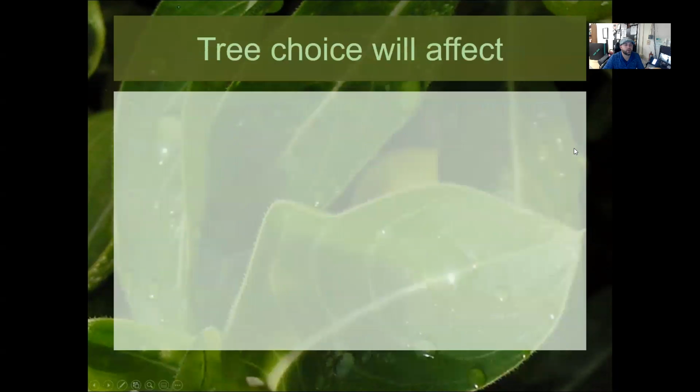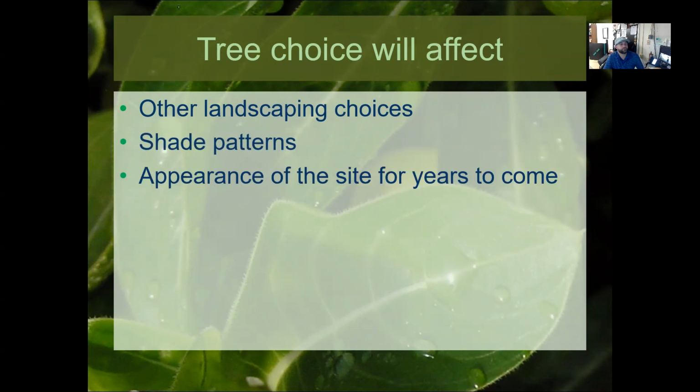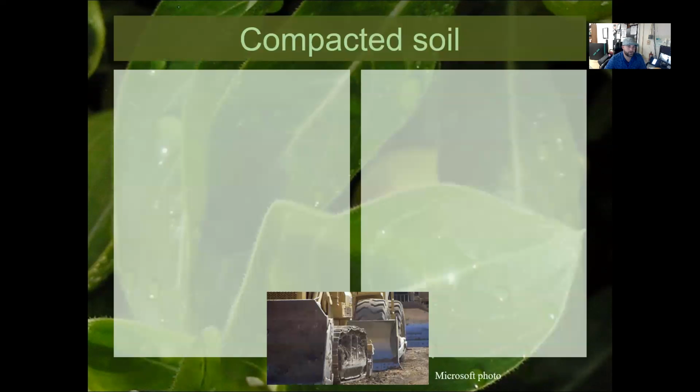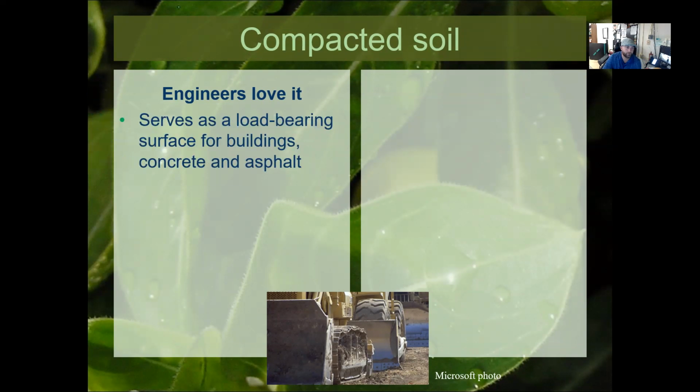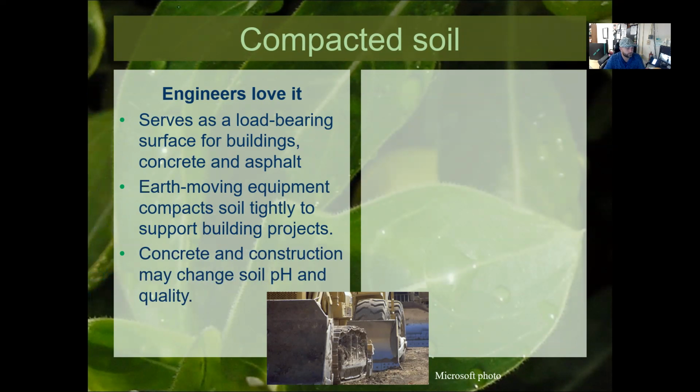My apologies. So, tree choice will affect other landscaping choices, shade patterns, appearance of the site for years to come, and then moving into urban tree limitations, you have to deal with compacted soils. Engineers love compacted soils because you can build a building on top of it. It serves as a load-bearing surface for buildings, concrete, and asphalt. Earth-moving equipment compacts the soil tightly to support building projects, and concrete and construction may change soil pH and quality.